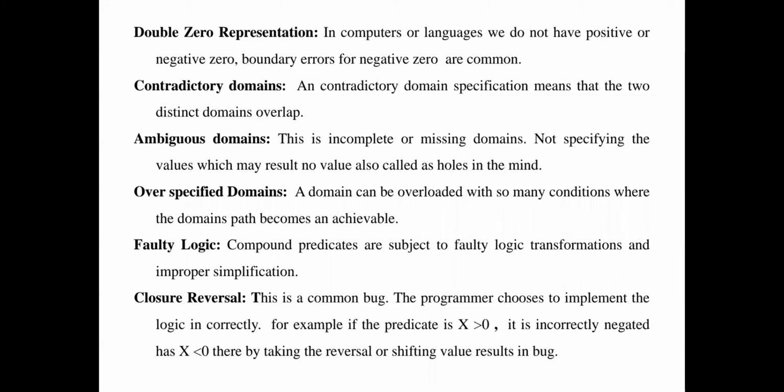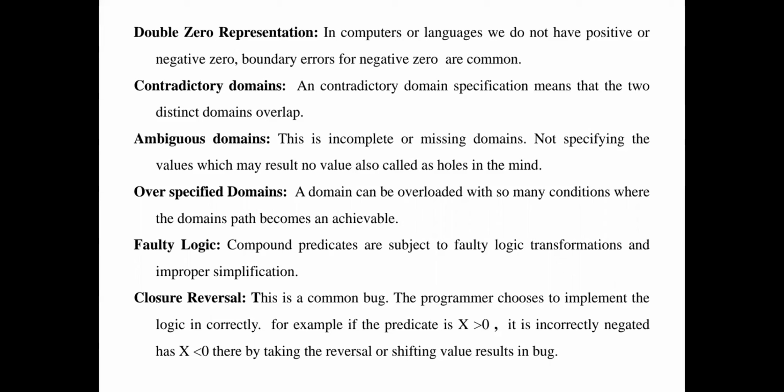Next one is contradictory domains. A contradictory domain specifies that two distinct domains overlap. For example, if there is no closure from one domain to another domain, generally an overlap of the boundaries will occur. So this is again a bug, again an error. That type of overlapping of boundaries is called contradictory domains. When contradictory domains are present, the domain cannot understand which boundary, which predicate has to be executed.